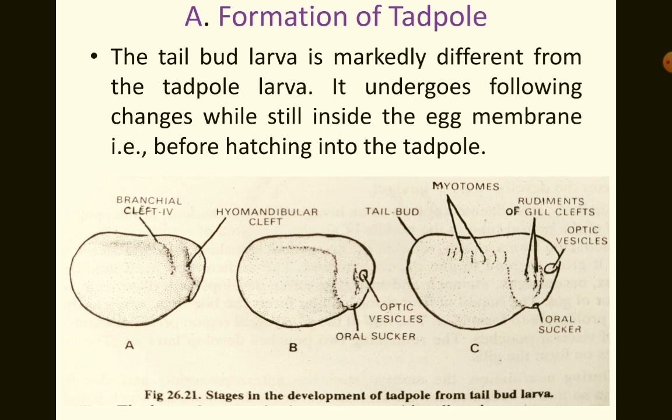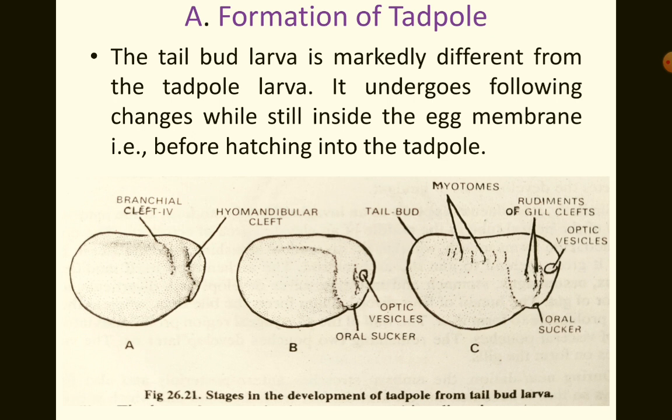Now if you look at this picture, you can see the formation of the branchial cleft and hyomandibular cleft, the formation of optic vesicles, the suckers, the myotomes and the tail bud. Now what do they require a sucker for? You know that the tadpole is aquatic in nature and it has to attach to a substratum, so for that it requires a sucker, so the suckers develop.